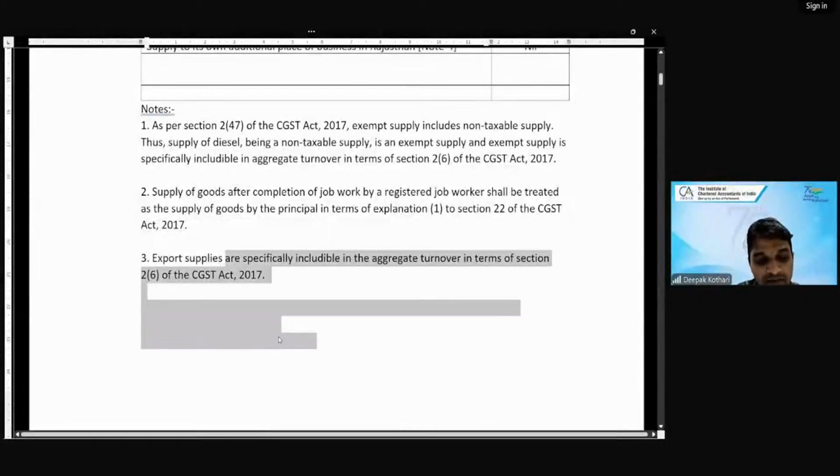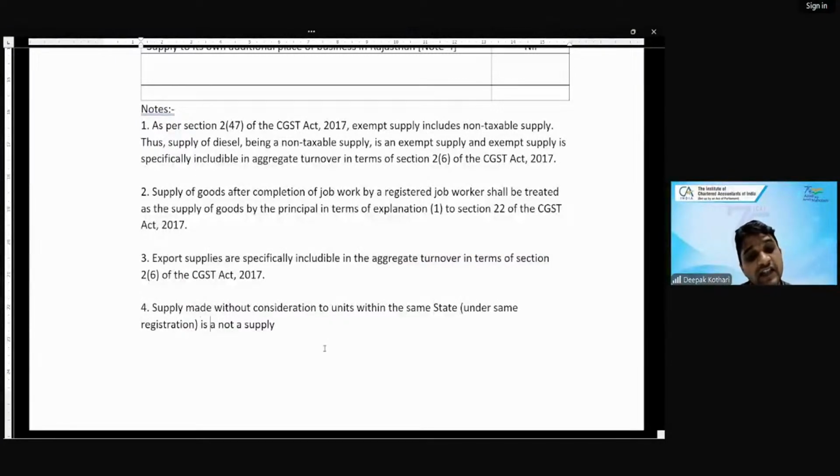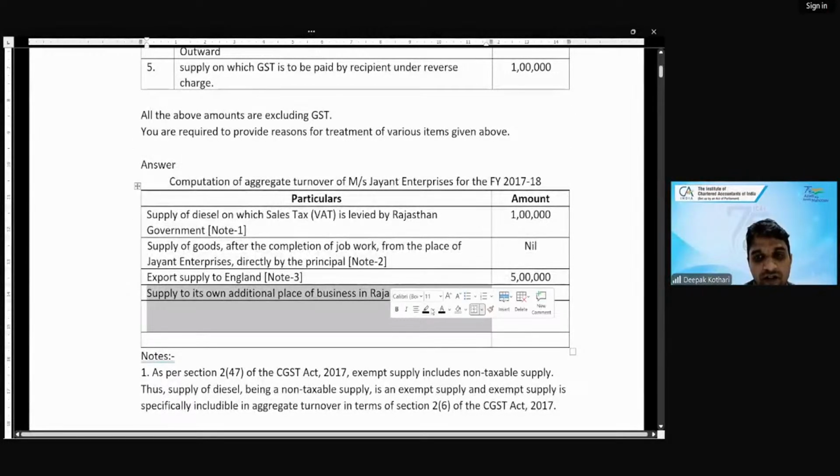So the note 4 will give you some clarity on this aspect. Supply made without consideration to units within the same state, which is under same registration, is not a supply. But within the state, if you have separate registration, then will you include it? Yes. Then you will include it. Correct. So if you have separate registration within the state, you will include. If it is additional place of business, which means it's a single registration, you will not include.